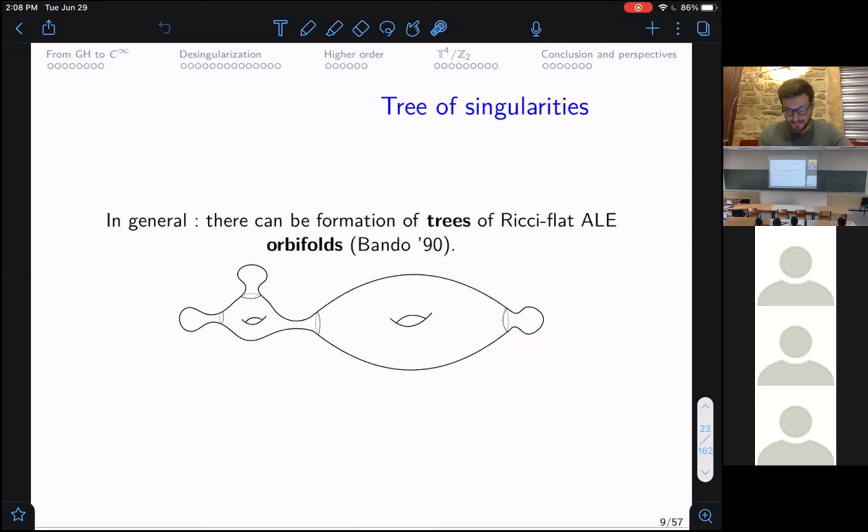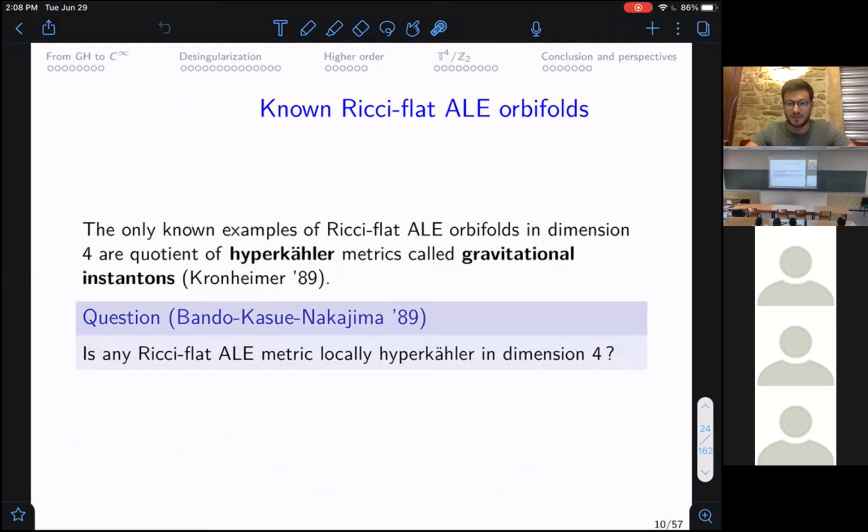And let me mention that maybe the main challenge, the biggest question in all of this study, and also in the study of Ricci flows, as you will see with Richard Bamler, I think it's today, is understanding these Ricci-flat ALE metrics, because they model the singularities, and from them we can understand Einstein metrics and Ricci flows much better. The only known examples are quotients of hyperkähler metrics called gravitational instantons. And a long-standing question is whether or not this is the complete list.